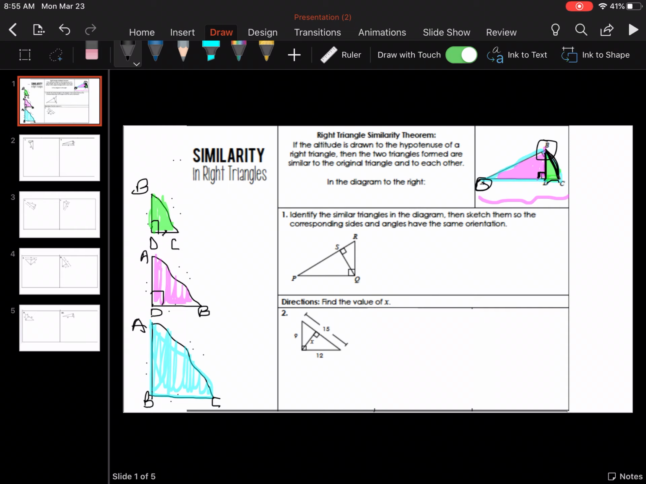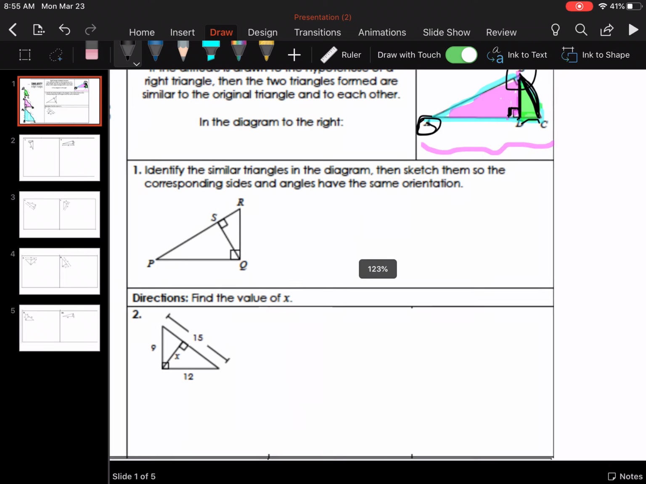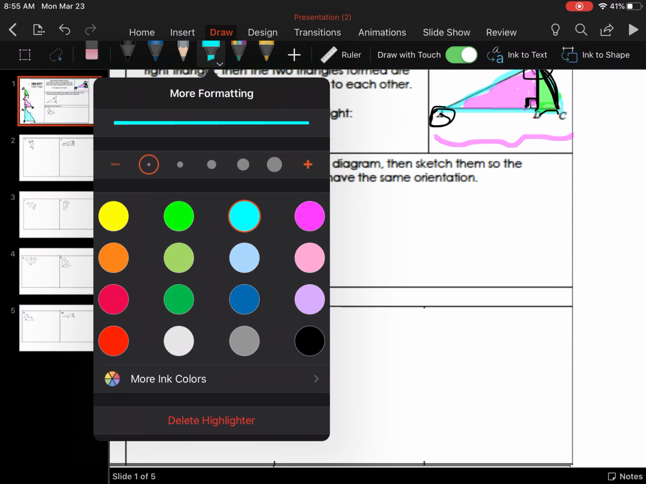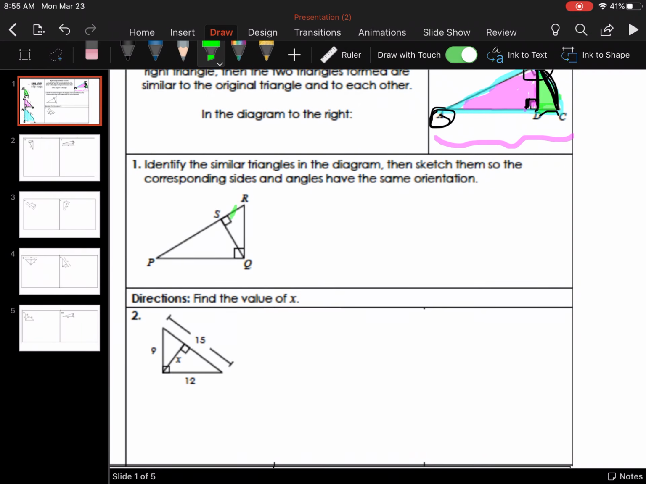All right, so we're going to do that in number 1. I'm just going to make this a little bit bigger. Identify the similar triangles in the diagram, then sketch them so the corresponding sides and angles have the same orientation. So it's pretty much exactly what we did. So I'm going to look for that little triangle again. That little triangle is right there. And I'm going to draw that triangle. I'm going to draw it so that the bottom is the shortest leg and the right side is the hypotenuse. So the right angle in the green triangle is S, the little leg goes out to R, and then the top here goes to Q.